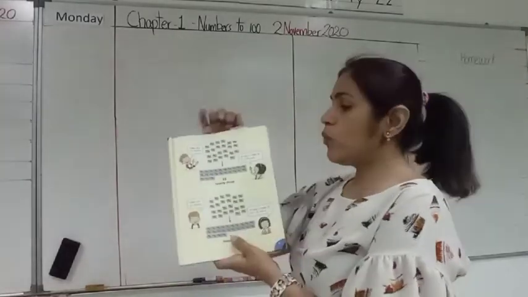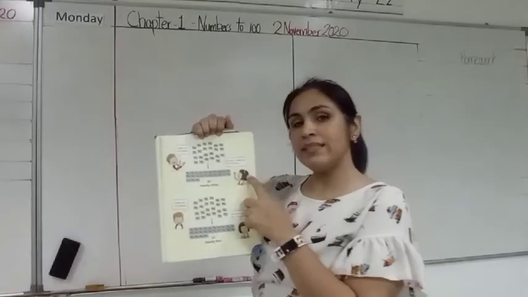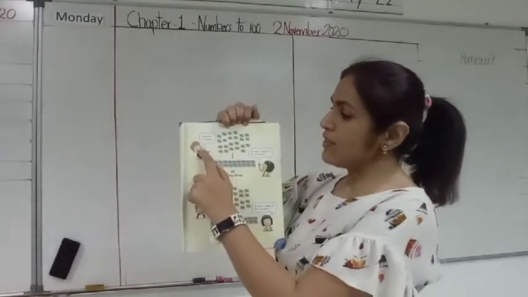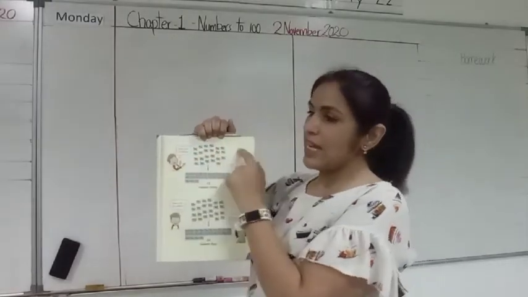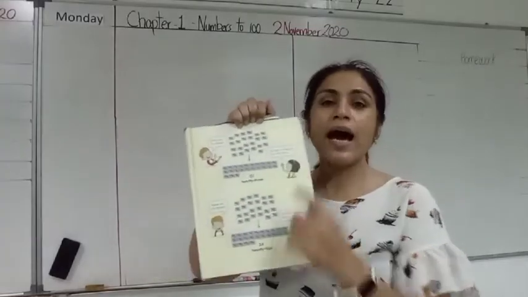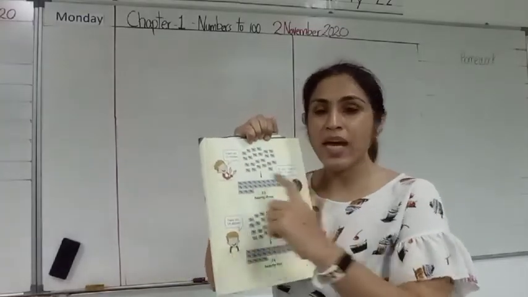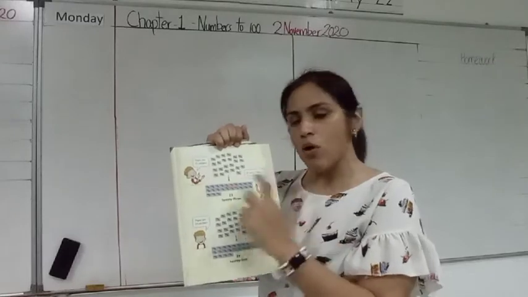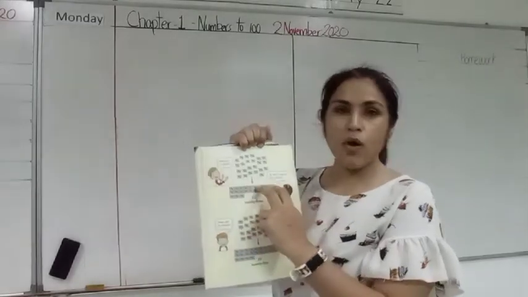Then here we have David and Kelly. David says there are 23 stickers, I just counted. Kelly says, I'll show you a better and easier way. She arranged them in rows. So she got 2 rows of 10s.